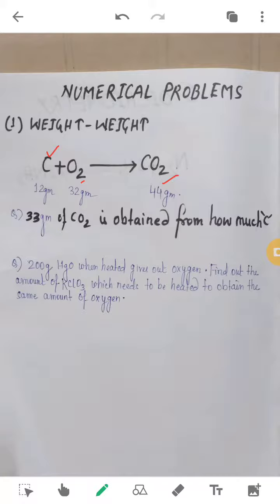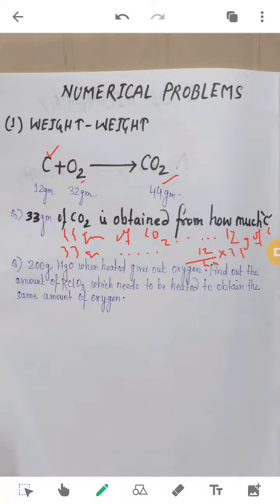Now, they asked that 33 gram of carbon dioxide is obtained from how much carbon? So I know that from the balanced reaction, 44 gram of CO2 is obtained from 12 gram of carbon. This information is from the balanced reaction. So 33 gram we will obtain from how much? Unitary method. It's 12 divided by 44 into 33. That much gram of carbon I will require.